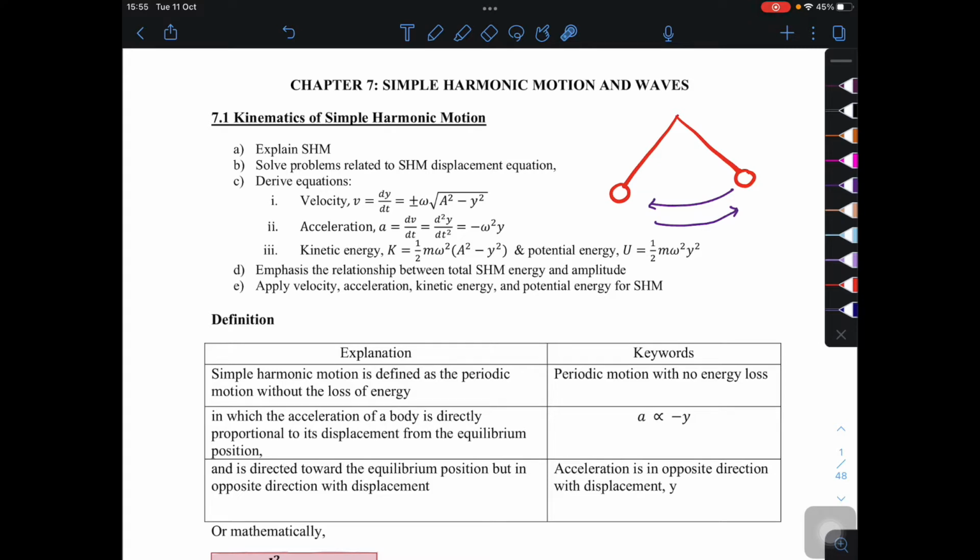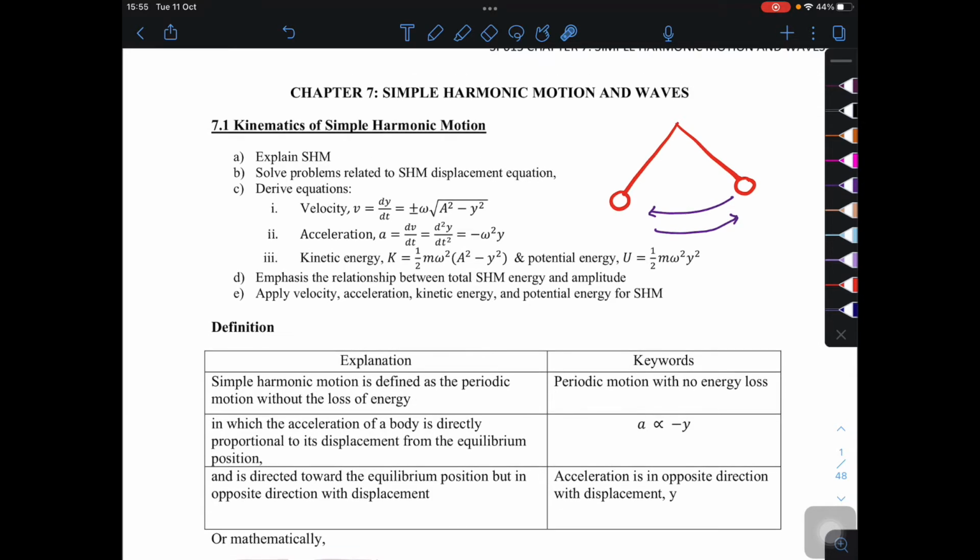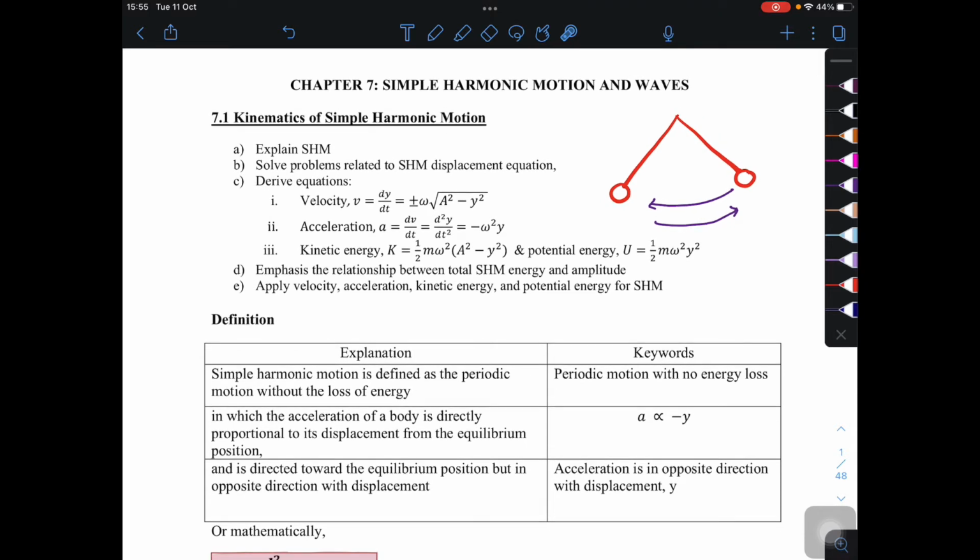Okay, so this is what we call periodic motion, ataupun maksud dia motion that repeats itself over and over again after a certain period of time. So dia repeat kan, daripada sini patah balik ke sini and balik lagi ke sini, patah lagi balik ke sini. So this is what we call periodic motion ataupun simple harmonic motion.